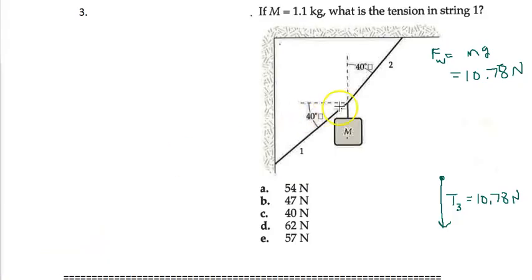And this rope is pulling this way and this way. We don't care about the force on the wall, but I'm just going to make it really big so we can see the vector breakdown. That's T1, and this is 40 degrees.